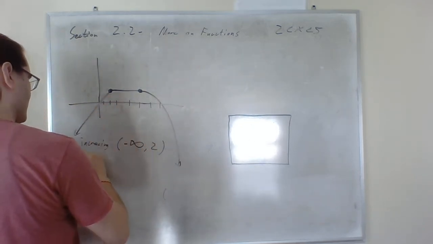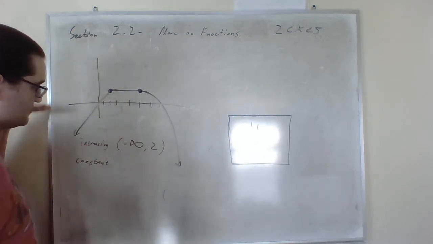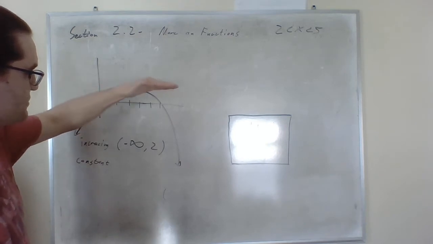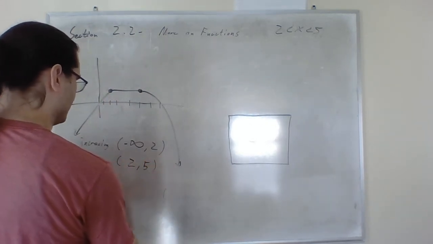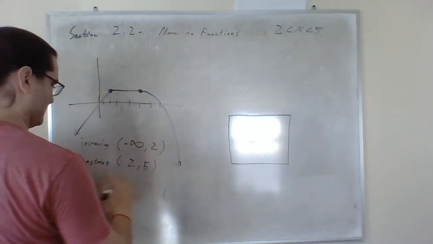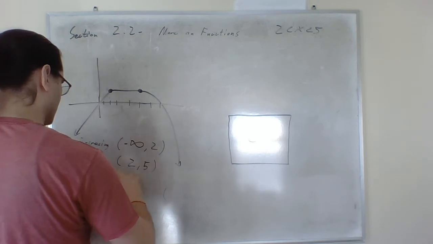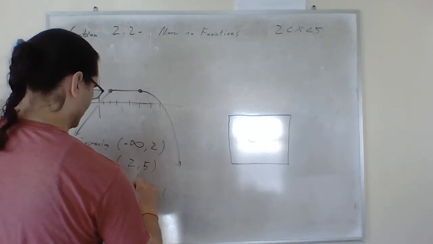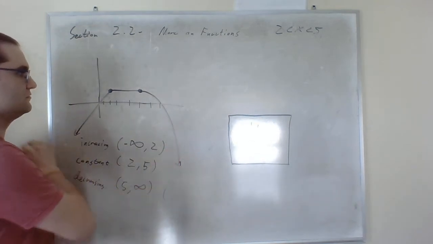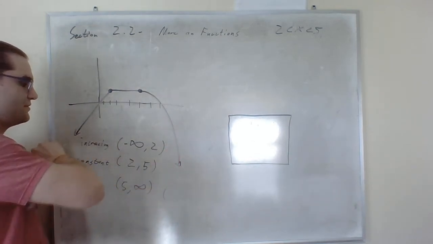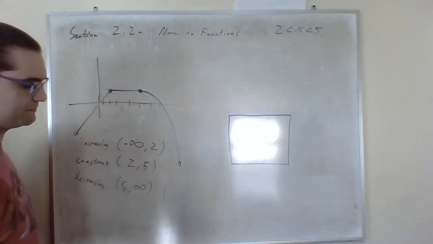Between 2 and 5, the function is constant. If your function is just a straight, flat, horizontal line, then it's constant from 2 to 5, and after 5, it is decreasing. So we'll say that from 5 to infinity. So, interval notation, being careful about increasing and decreasing, meaning things happening from left to right.